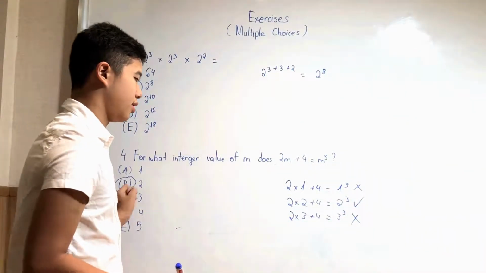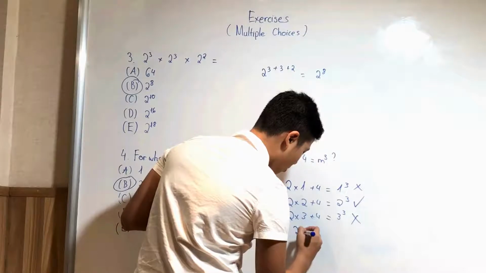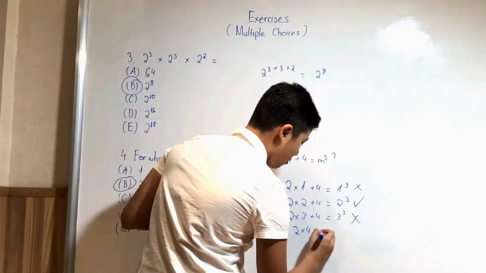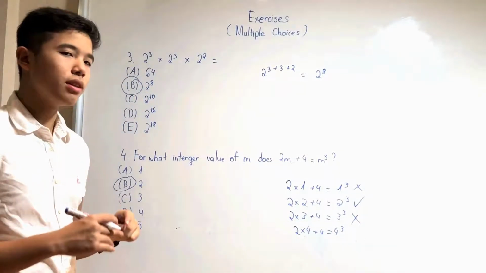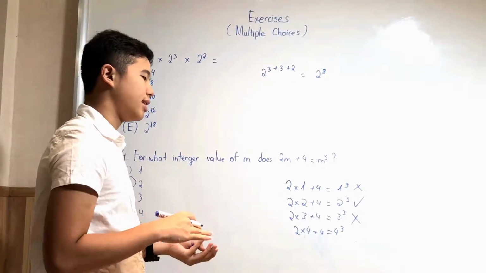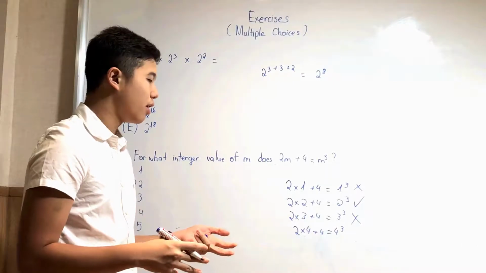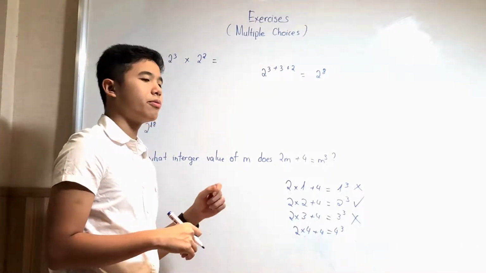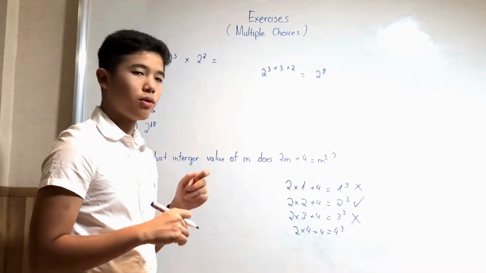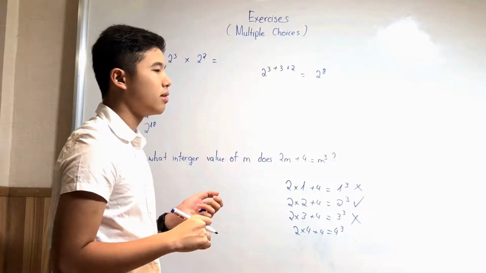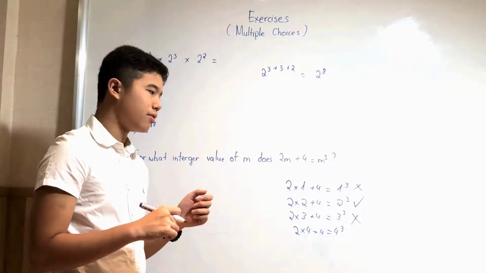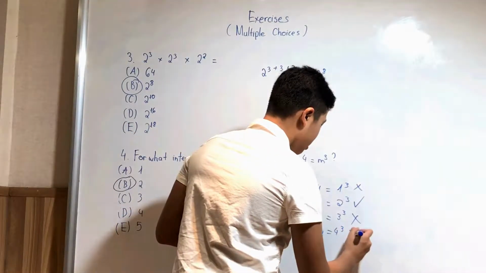Move on to D. 2 times 4 plus 4 equals 4 to the power of 3. 2 times 4 is 8. 8 plus 4 is 12. 4 to the power of 3 is 4 times 4 is 16, 16 times 4 is 64. So this is wrong.